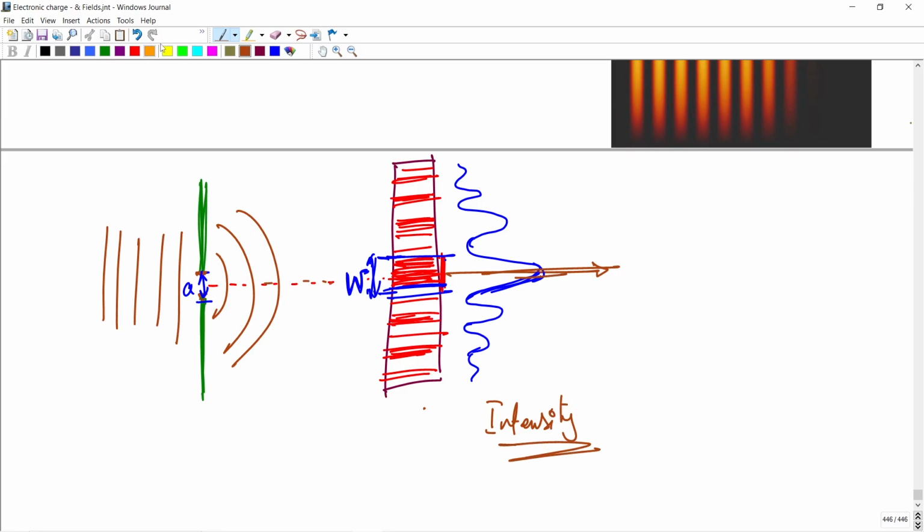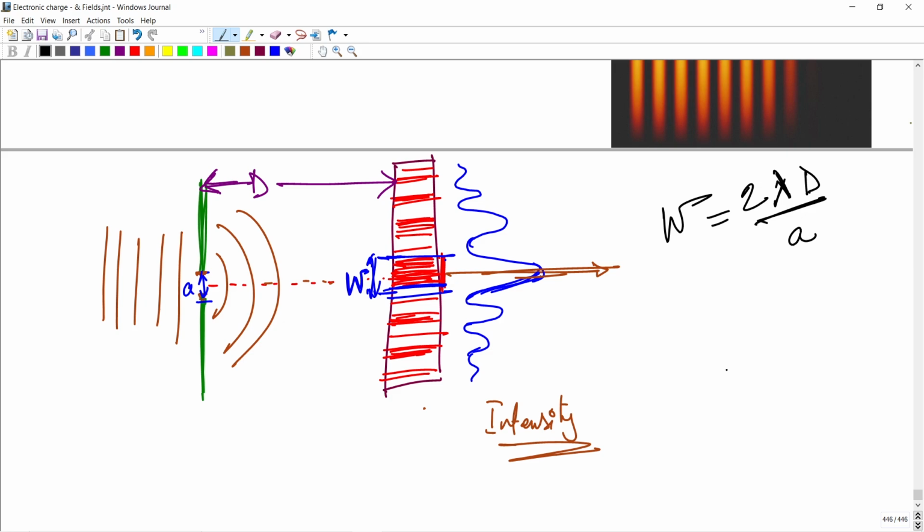Now the gap from the source to the screen is capital D. So we get an expression for W. W, the width of the fringes, is equal to twice lambda, the wavelength, times capital D by a.